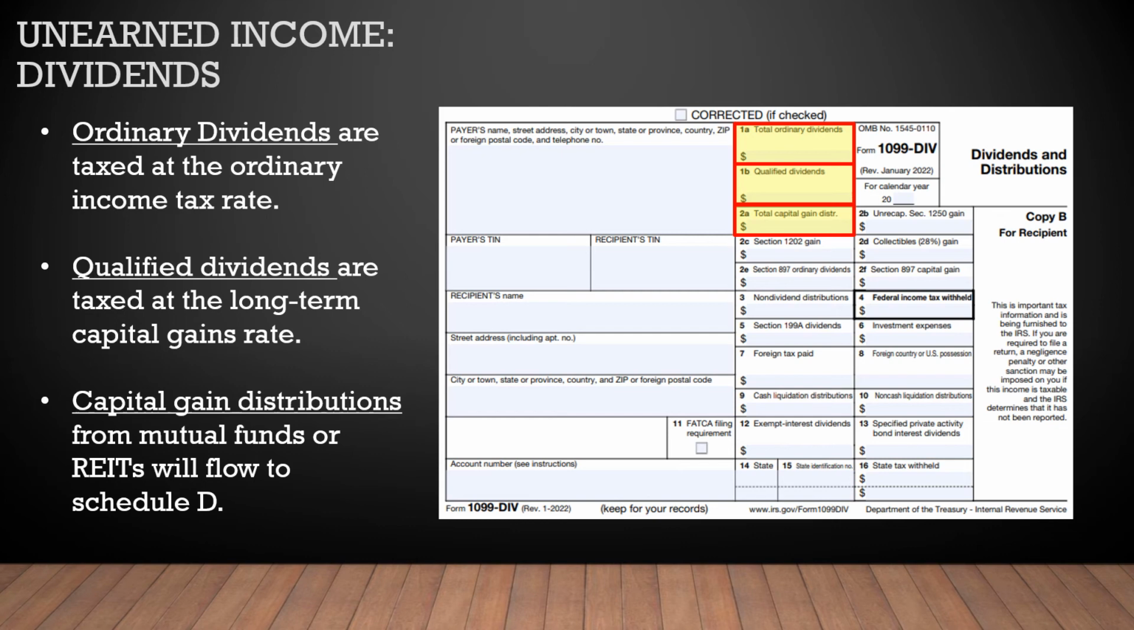Then in box 2a, we have our total capital gains distributions, and these generally come because our taxpayer owned a mutual fund or a real estate investment trust, and these will flow to Schedule D. Schedule D is generally something that we're not going to see a lot of because it requires advanced certification when somebody is selling the shares of income. But there are a few little circumstances like this where there might be an amount reported on that 1099-DIV, and that will generate Schedule D for us.